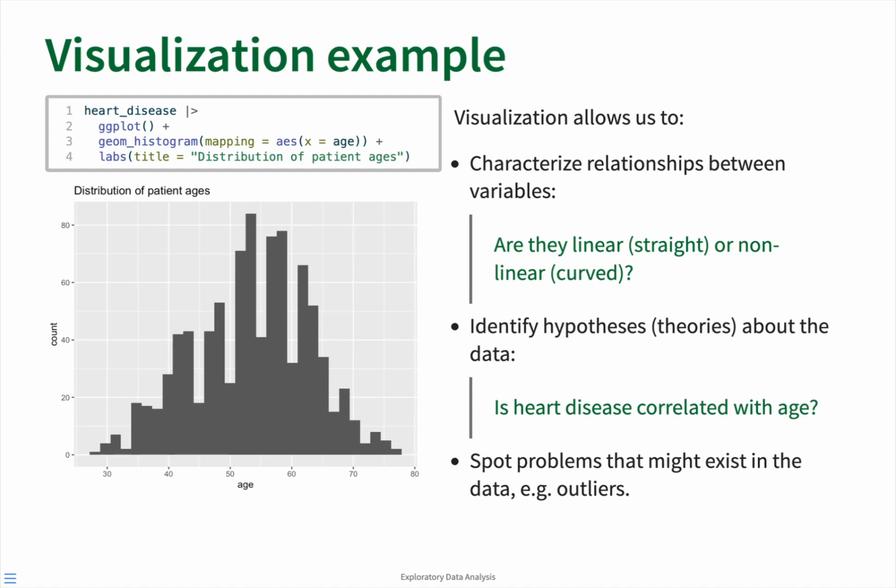We can also look at hypotheses about our data. So we might have speculated ahead of time that heart disease was correlated with age. And the other thing that visualization is often good at is helping us to see problems with the data. So data that has been incorrectly entered might jump out, as well as data that's potentially outliers.